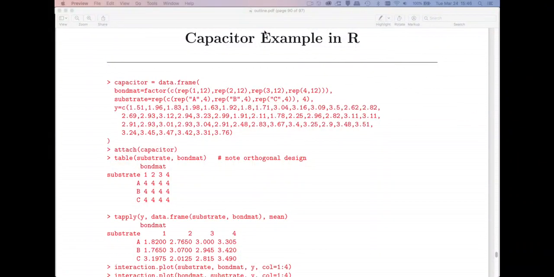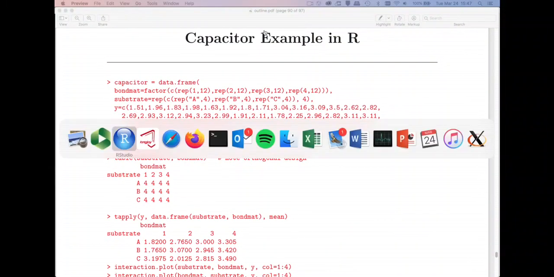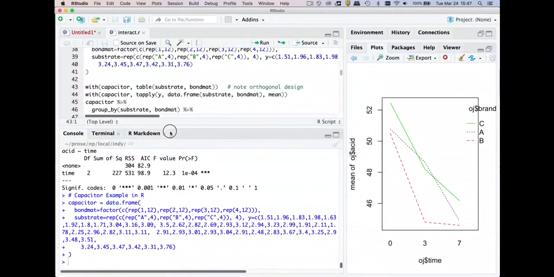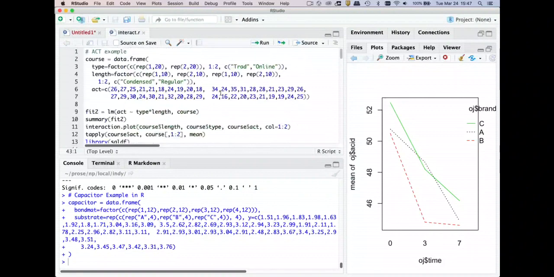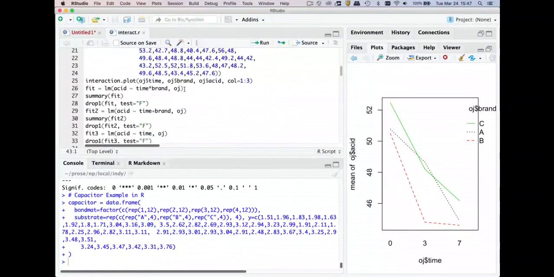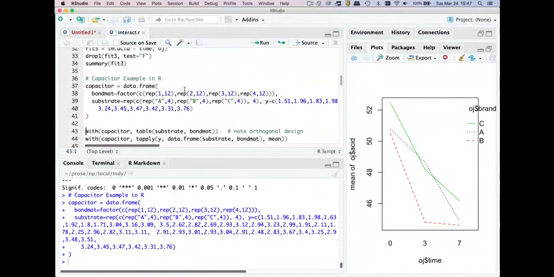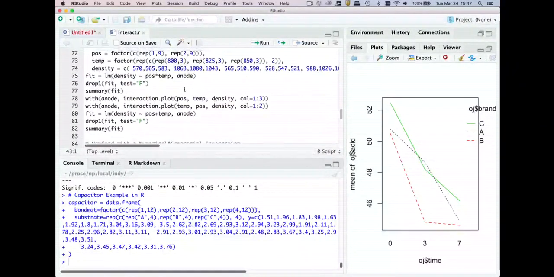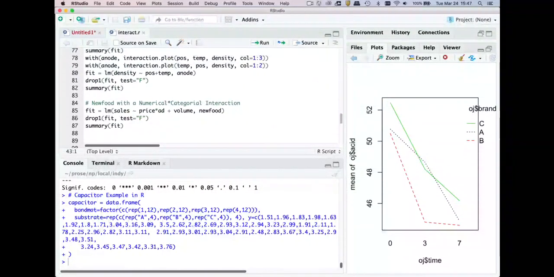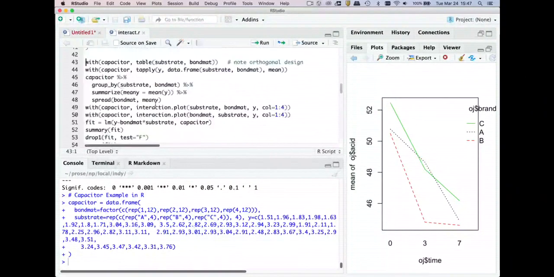This video is going to give my solution to the capacitor example. I forgot to mention this earlier, but you can go out to Canvas and download some R scripts. This R script gives my code for all three of these examples. It also has my R code with the solutions to the your turns that follow in the course packet.